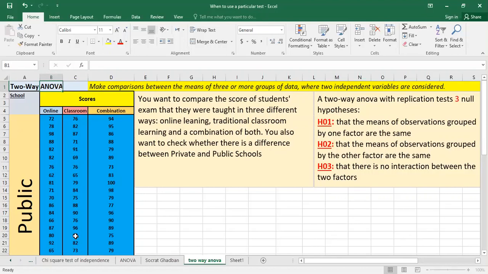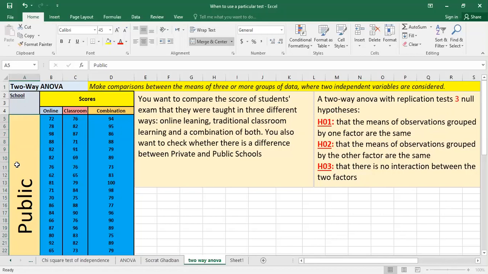A two-way ANOVA with replication tests three null hypotheses. H01, that the means of observations grouped by one factor are the same. Let's say the first factor we're having, it's schools, whether it's public or private. So there is no difference between public and private school. This is the first null hypothesis.